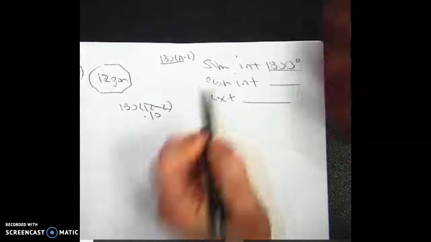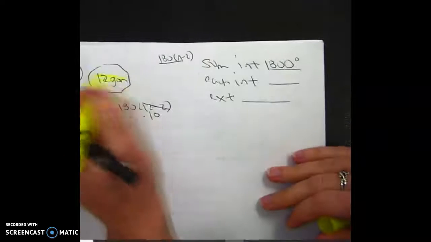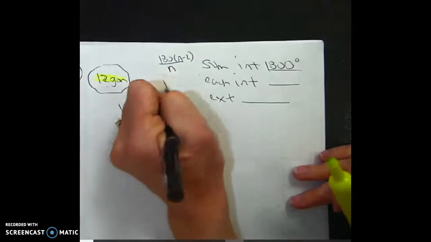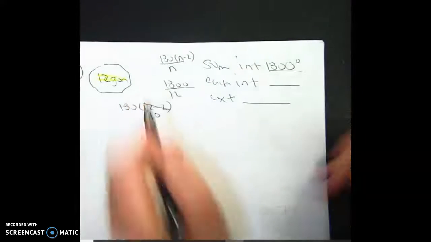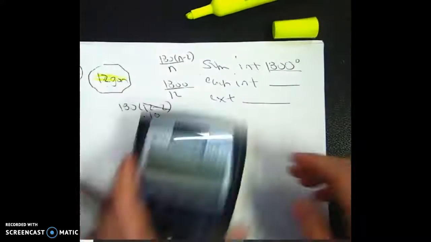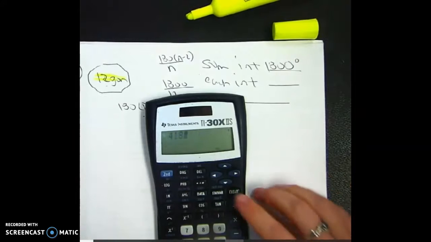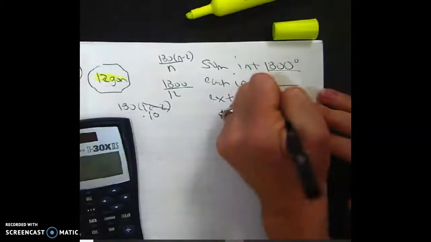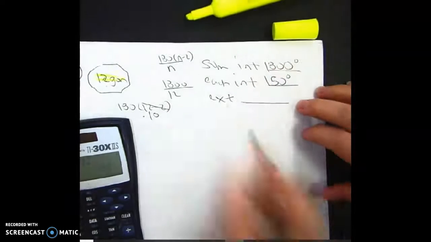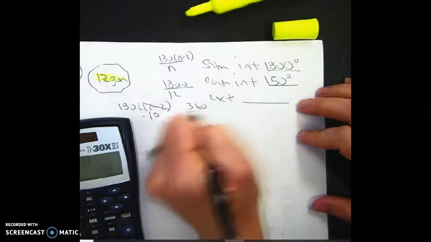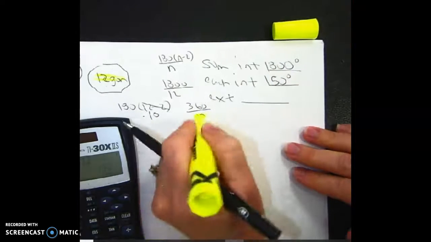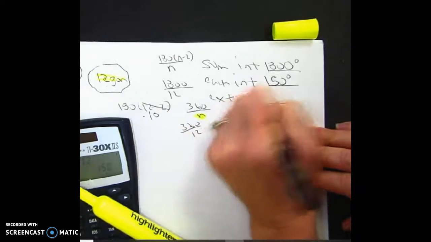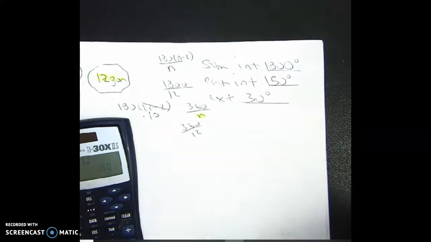If I want to find each interior, I take that value and divide it by that. So I'm going to go now 1800 divided by 12, and I get 150 degrees. To get the exterior, it's 360 divided by n. So your n is 12, which is 30 degrees. Okay?